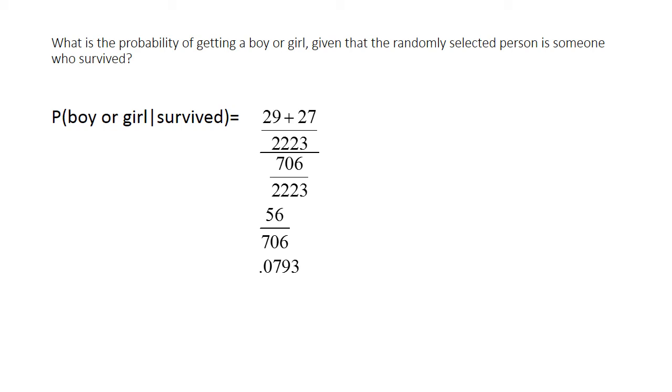If we add up all the boys and girls who survived, that'll be 29 plus 27, which is 56. That's over our total number of outcomes, 2,223. That's all divided by the probability of selecting a survivor, which is 706 out of 2,223. That complex fraction reduces to 56 divided by 706, which is 0.0793.